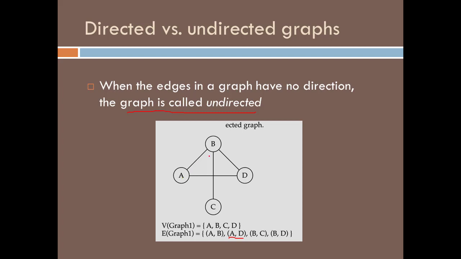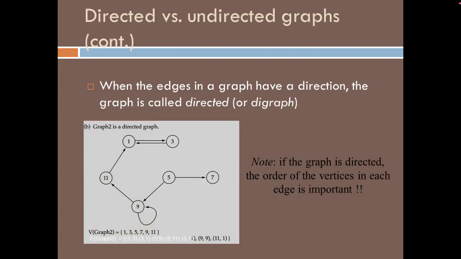There is no direction. For example, if we have this kind of graph, A to B, this is a directed graph, and it means AB is different from BA. In this case, we can move from A to B, but we cannot move from B to A. In this case, because this is undirected, we can move from A to D, and also we can move from D to A. Alright. So this is how we define a graph: directed graph and undirected graph.